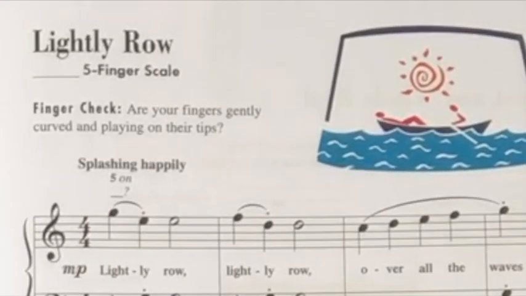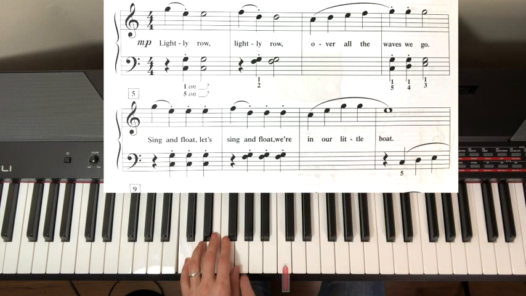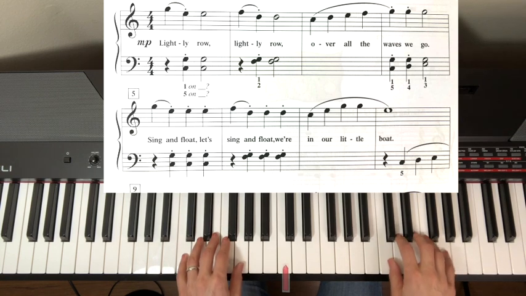C 5-finger scale. So left hand bass C and G, that's a fifth. And right hand from treble G. Okay, let's try. 1, 2, 3, 4.